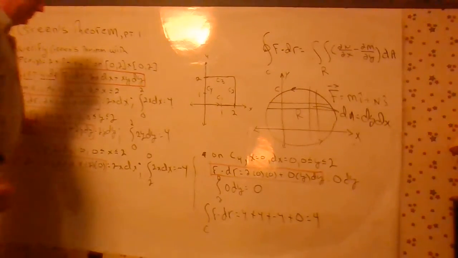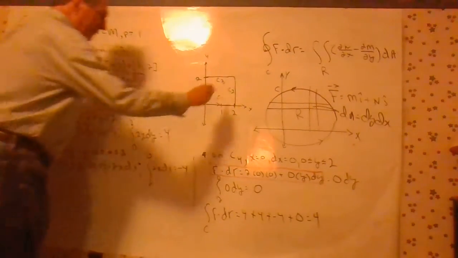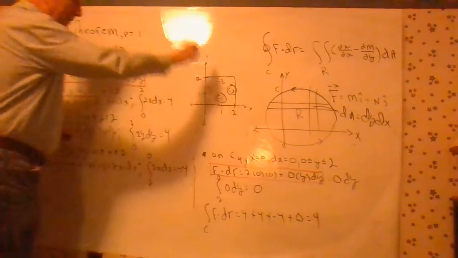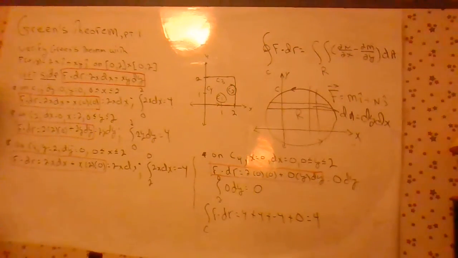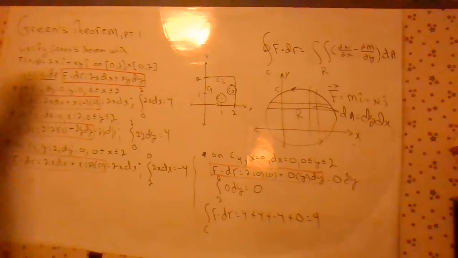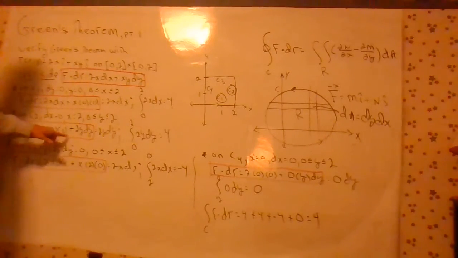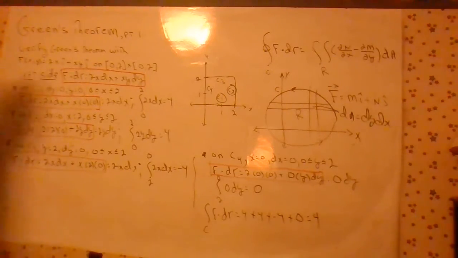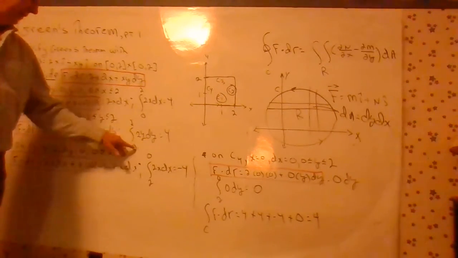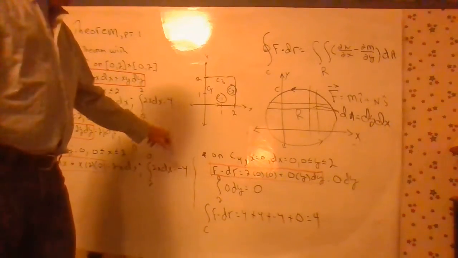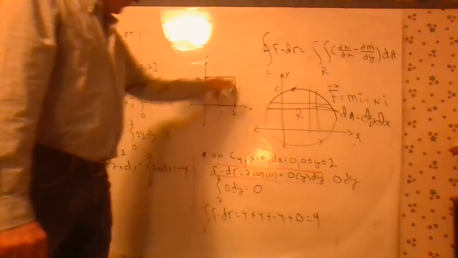On C2, okay, we already did this here. Now we're doing C2. We're doing that vertical climb. dx is 0 and x is fixed at 2. y goes from 0 to 2. F dot dr, 2 times 2 times 0 plus 2y dy. We plug into here, of course, and we get 2y dy. Then we integrate 0 to 2, 2y dy, and we get another 4. So far, our integral total is up to 8.